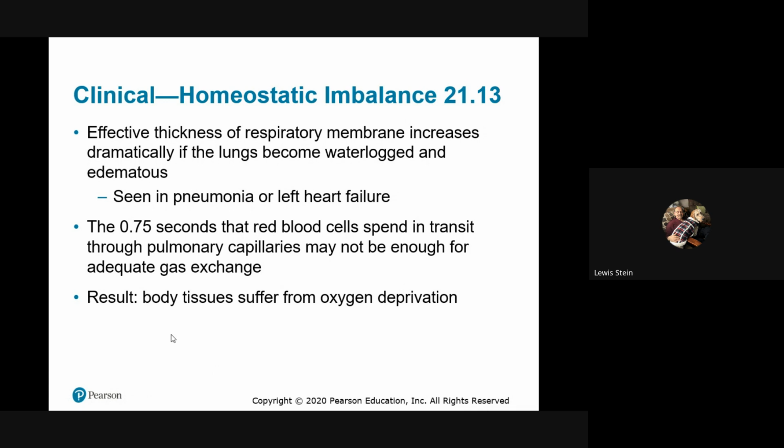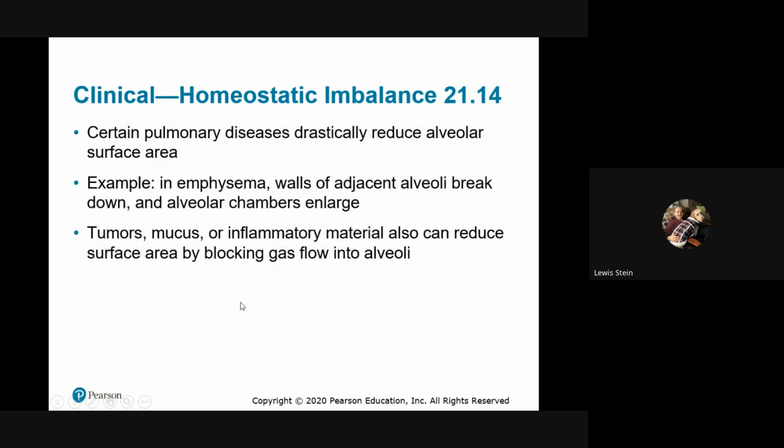Look that thing up. So that three-quarters of a second in transit may or may not be enough, depending on if it's, quote unquote, waterlogged. I think of it this way.